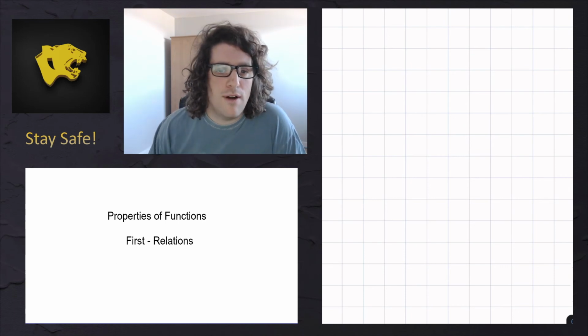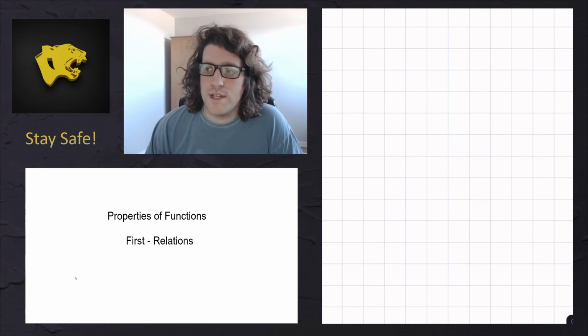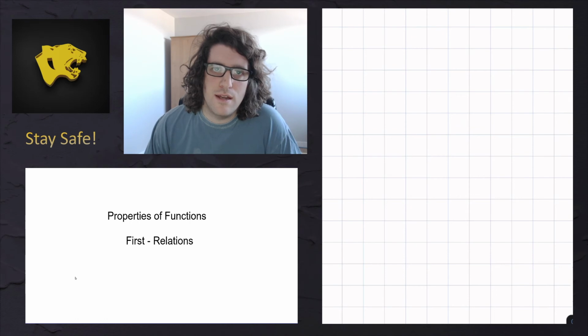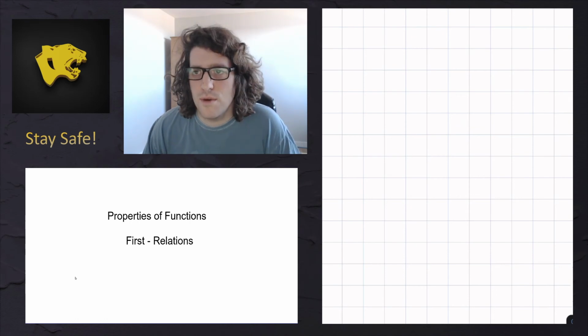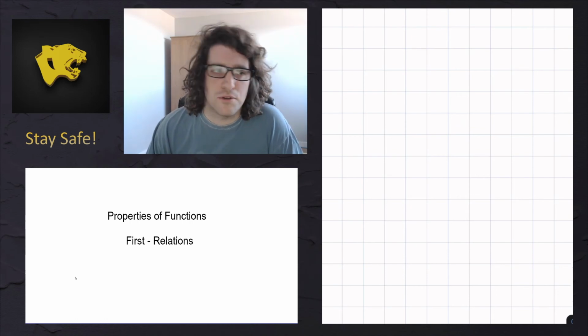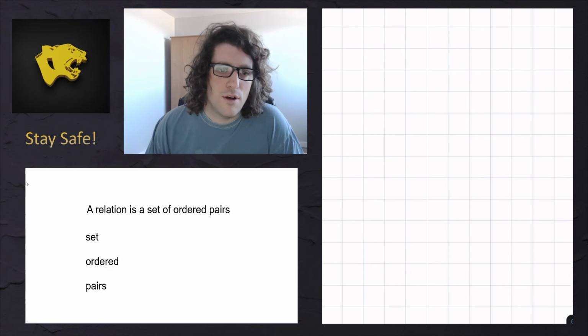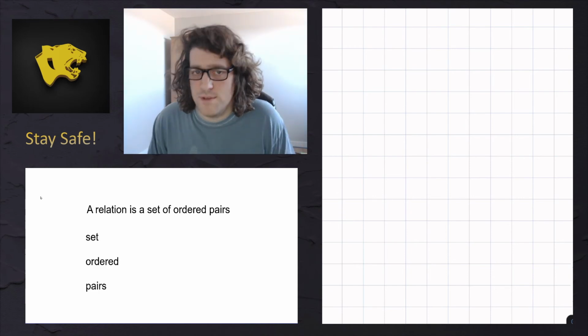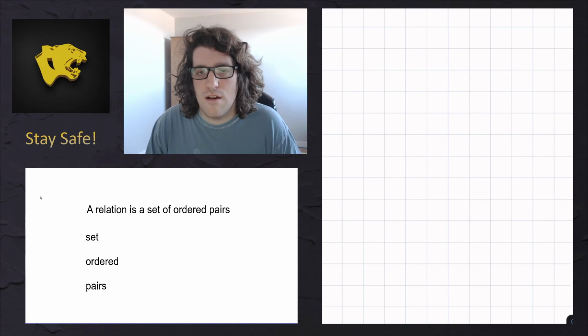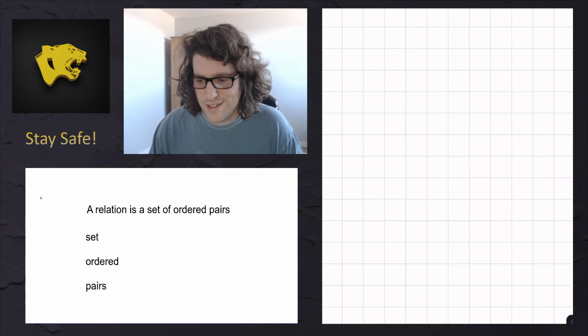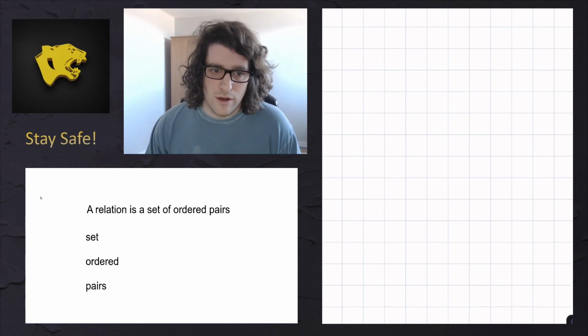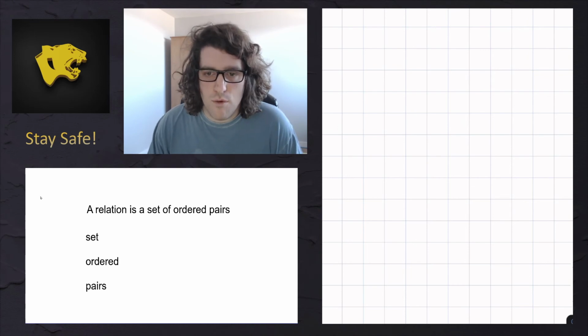All right, so before we talk about functions, it's really important to understand what a relation is, and then we can describe why a function is a special kind of relation. So, first up, definition. A relation is a set of ordered pairs. Now, it's all well and good to say that it's a set of ordered pairs.